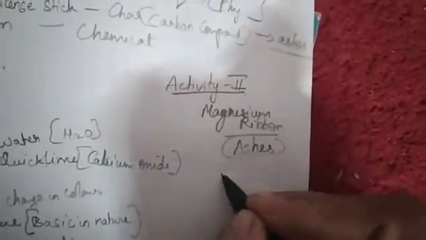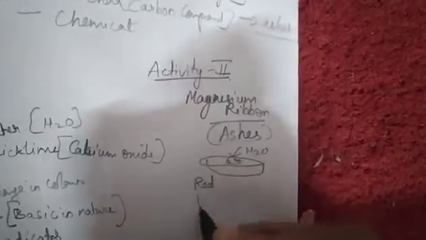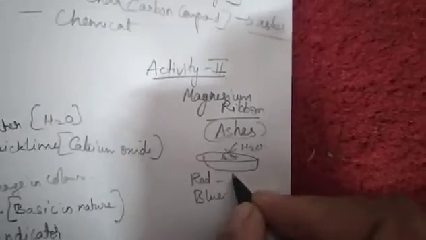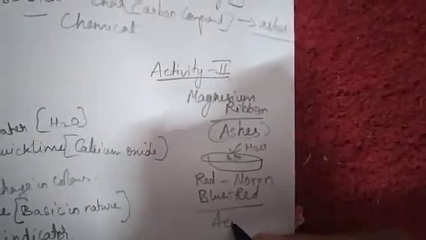Take these ashes in a petri dish or a watch glass and add some water. This solution you test with red litmus and blue litmus paper. Red litmus, when you put it in this, no reaction. When you put blue litmus paper, the blue litmus turns to red, indicating the acidic nature of the solution.